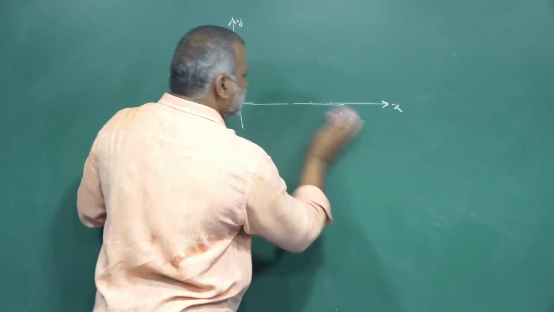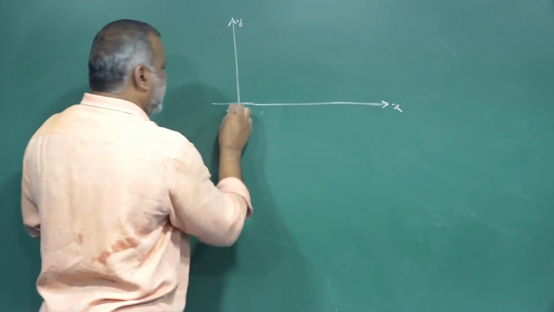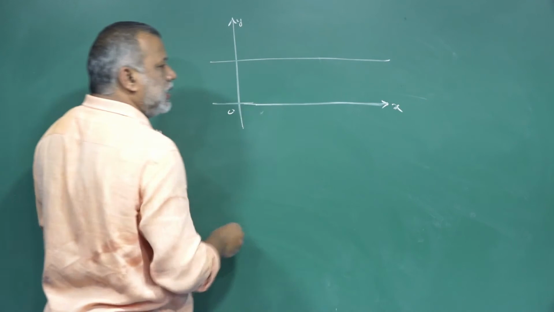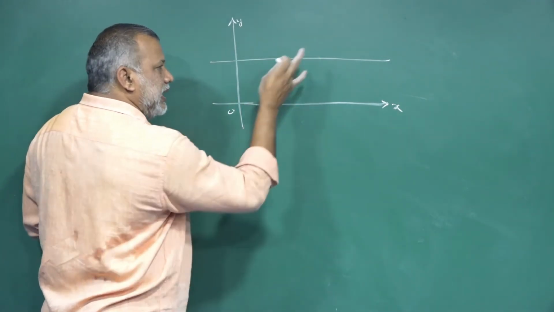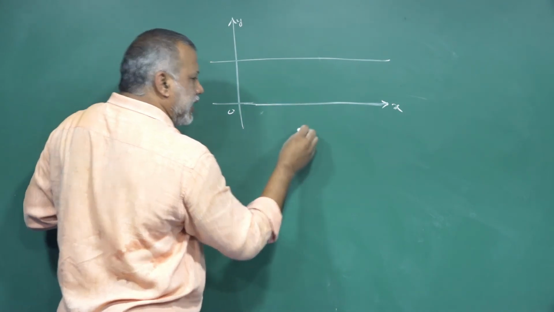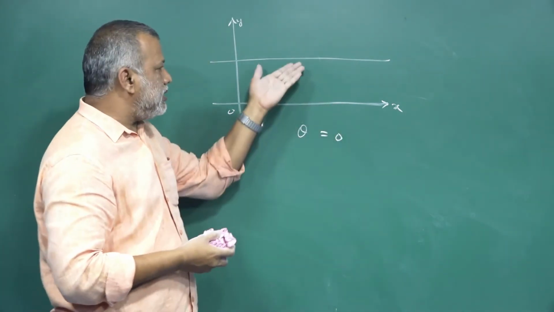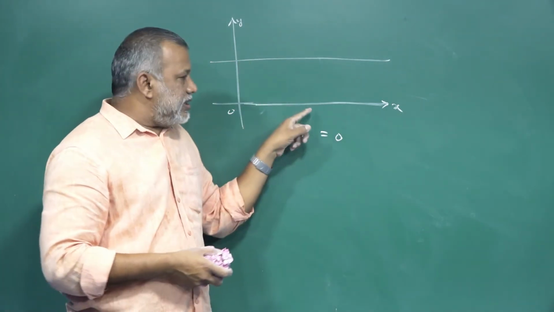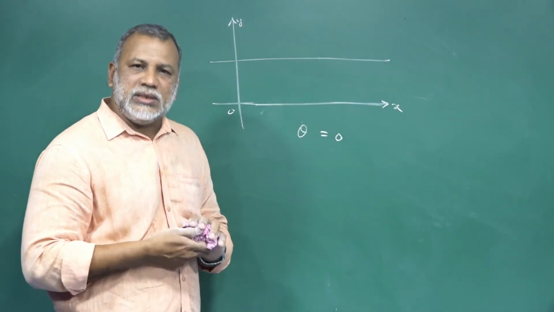Suppose we have to understand the same concept clearly. Here is the origin. Suppose there is a straight line like this, a line parallel to the x-axis. Then what is the angle between this straight line and the positive direction of x-axis? It is parallel to x-axis, and the line cannot make an angle with the positive direction of x-axis. That means theta equal to 0.